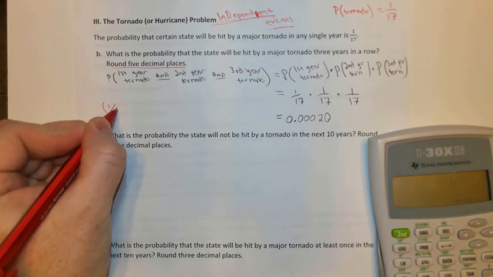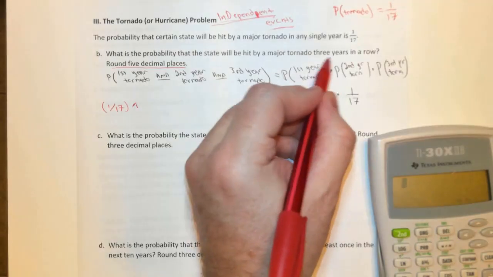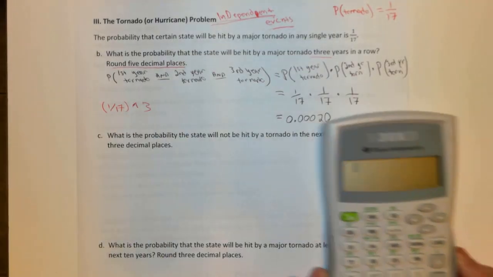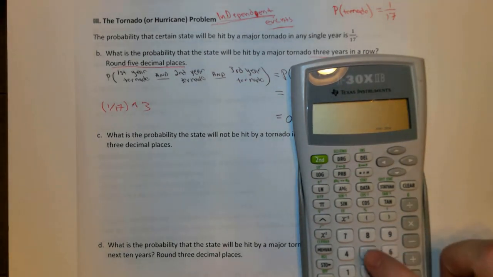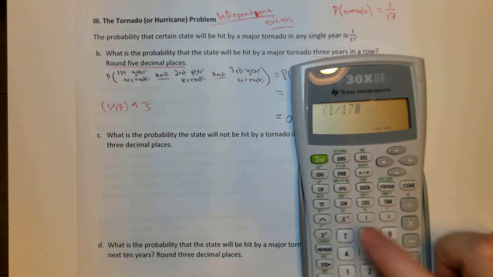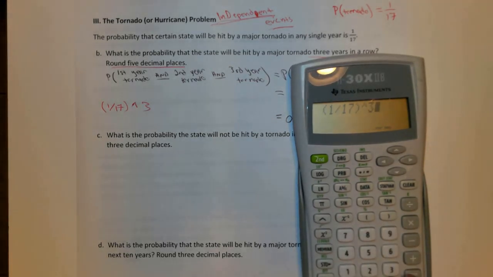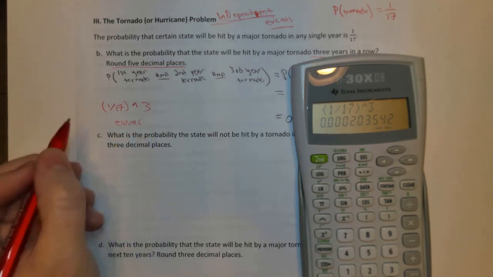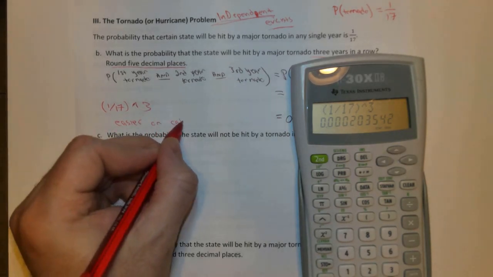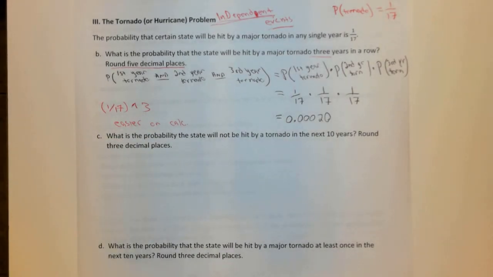1 over 17 caret 3, because it's 3 years in a row. So rather than typing in 1 over 17 times itself however many times the question wants, you could do 1 over 17 caret 3, and then you get the number there. So this is probably easier if you understand that. But again, it's up to you. Both are correct. That's just the easier way to type it in.